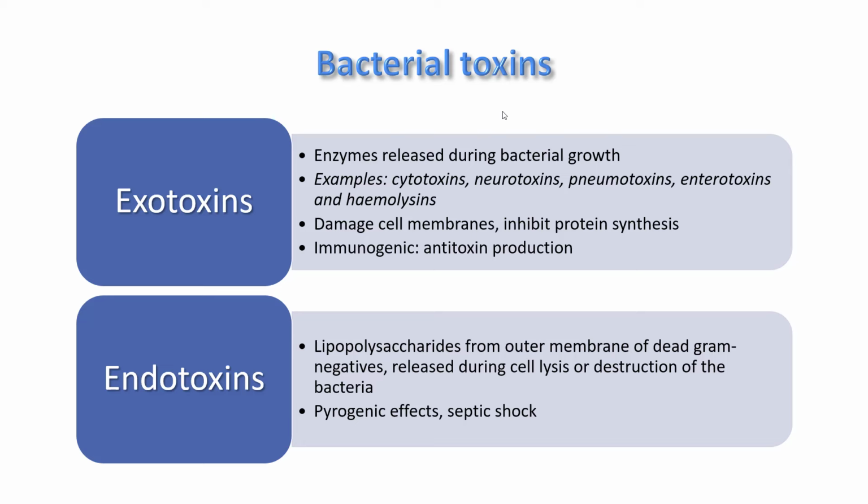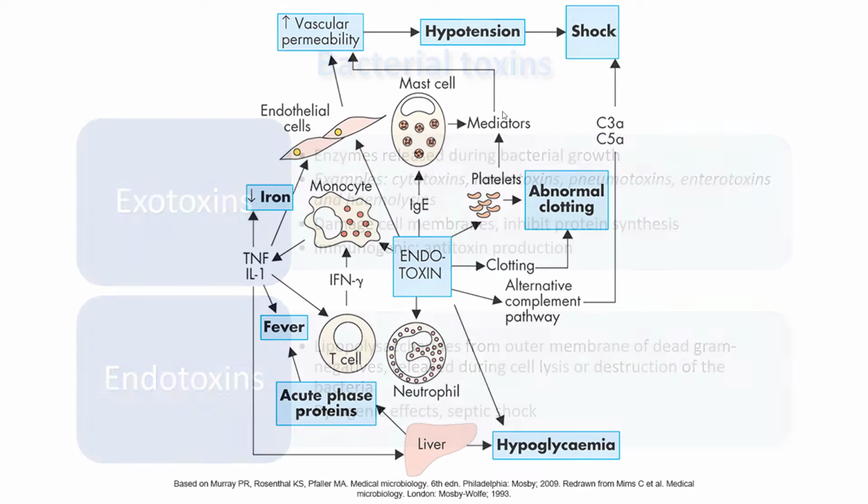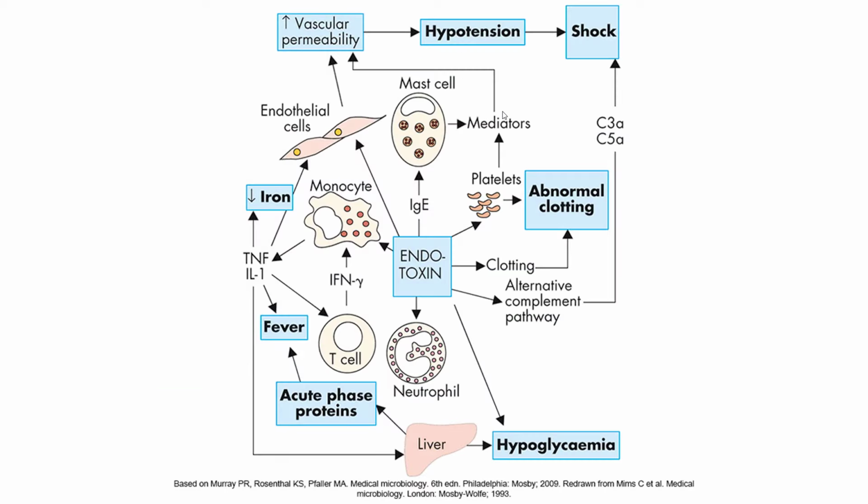The endotoxins, on the other hand, are basically released from dead bacteria. So when gram-negative bacteria die, their outer lipopolysaccharide layer actually releases these endotoxins. These endotoxins are pyrogenic, which means they will cause fever, and they lead to what is known as septic shock. Okay, so endotoxin, and a very small dose of endotoxin is capable of causing septic shock. And this is how endotoxins work.